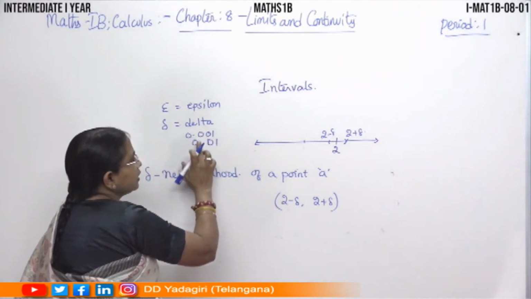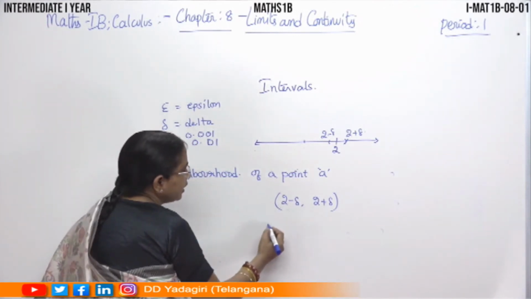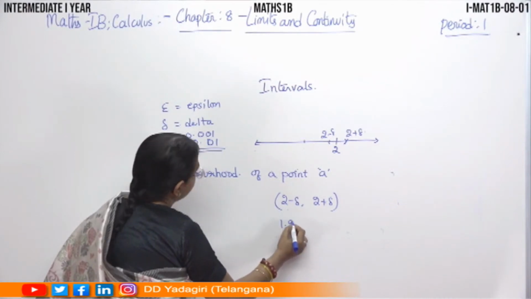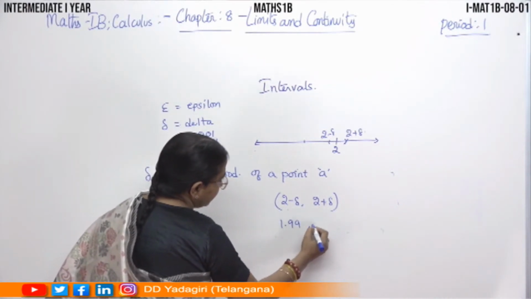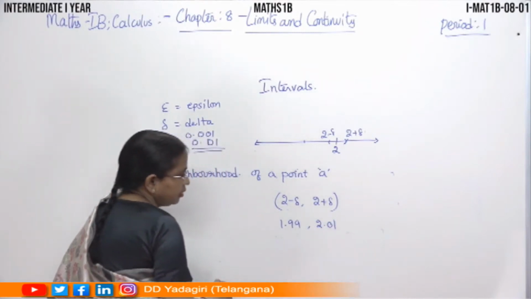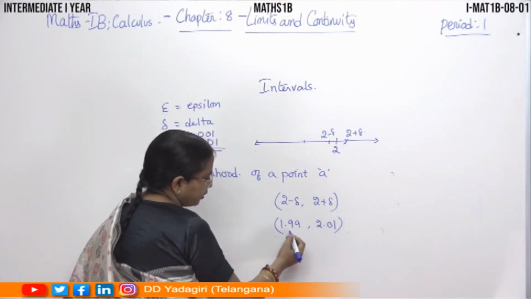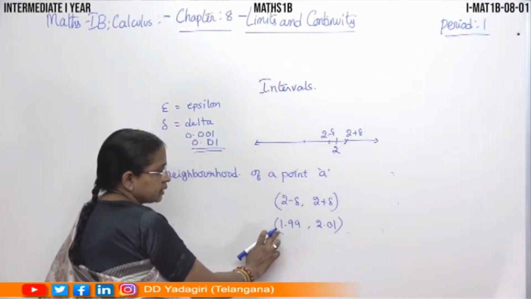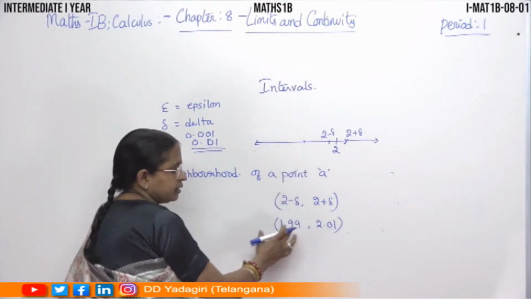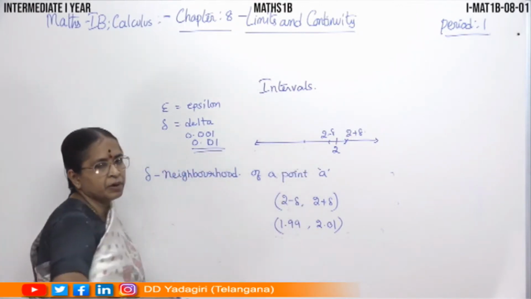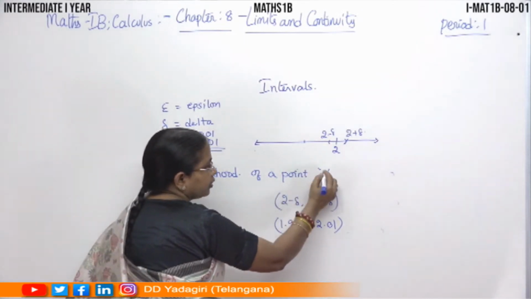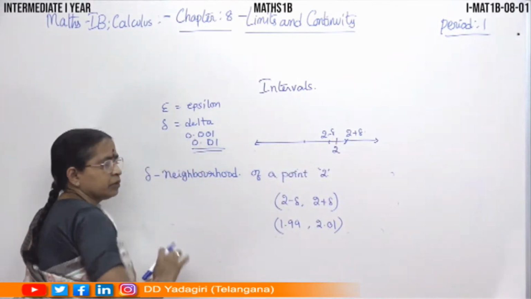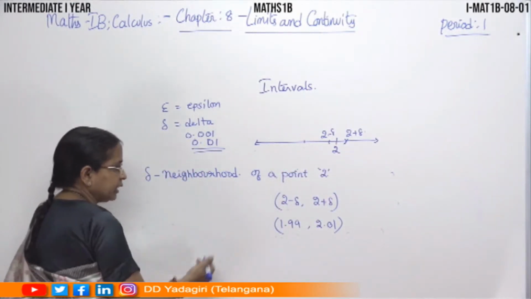So what is delta? Delta is a very small number. Suppose delta is 0.01. Then this will be 1.99 and then 2.01. So you can see this is the delta neighborhood of A. This interval is the 0.01 neighborhood of the point 2. So this small interval is called the delta neighborhood of the point 2, of the point A in general.